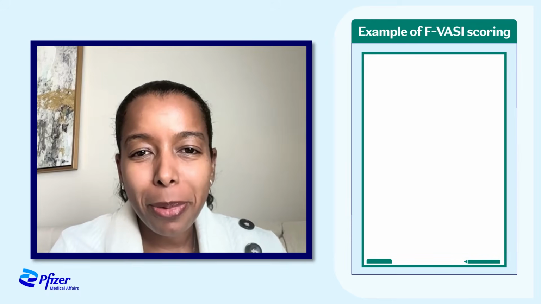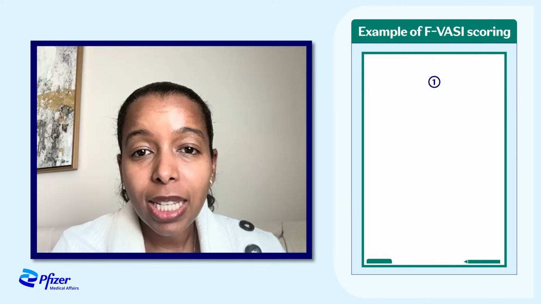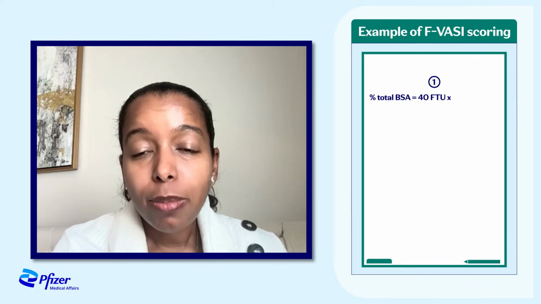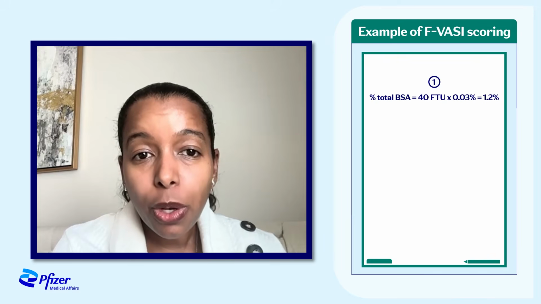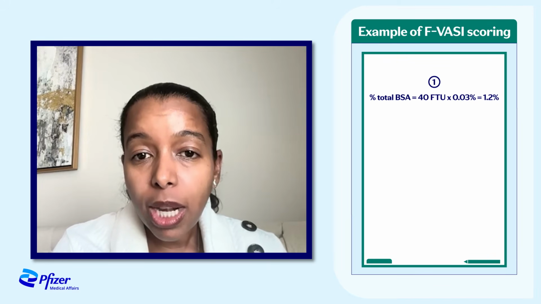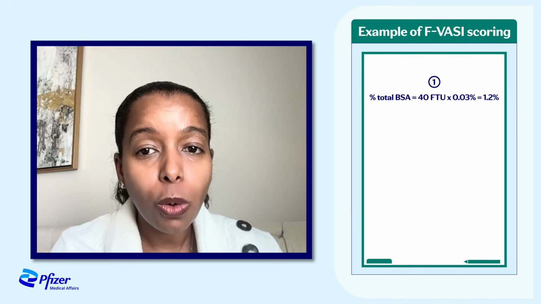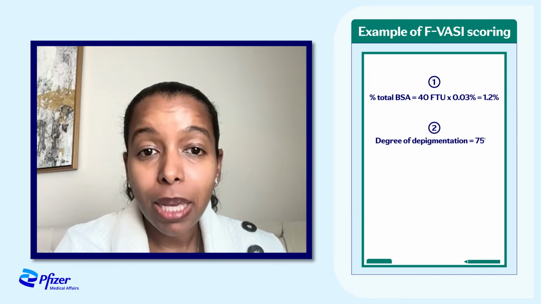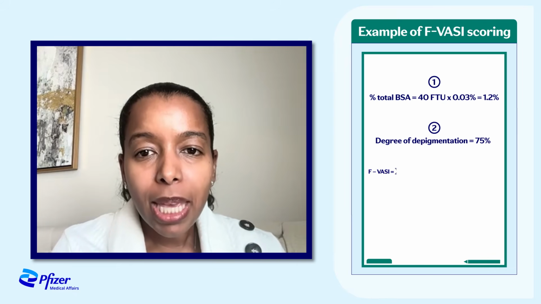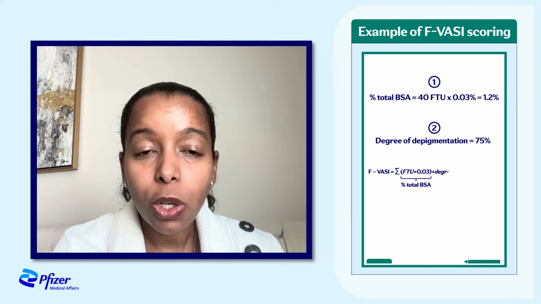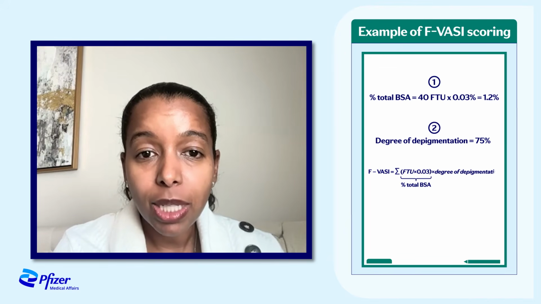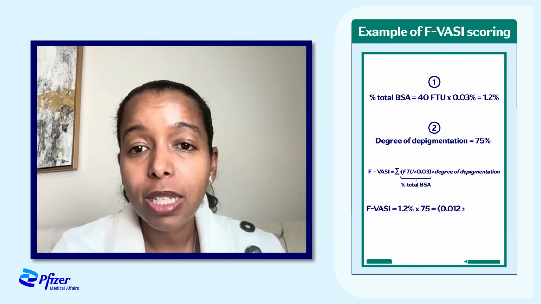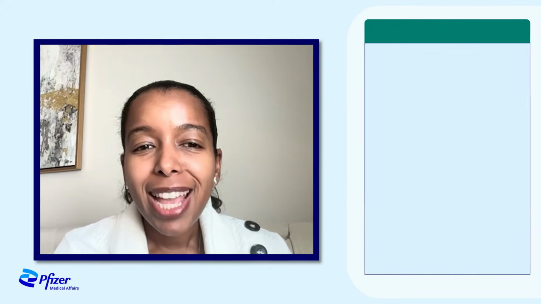So let's walk through an example of how to score an F-VASI with a hypothetical patient. The patient presents with vitiligo affecting an area measuring 40 FTU. As mentioned before, each FTU is about 0.03% of total BSA, so 40 FTU would be 1.2% of the total BSA. The affected area is estimated to be 75% depigmented. So by multiplying the BSA percent, 1.2, by the degree of depigmentation, 75%, the final F-VASI score for this patient is 0.9.